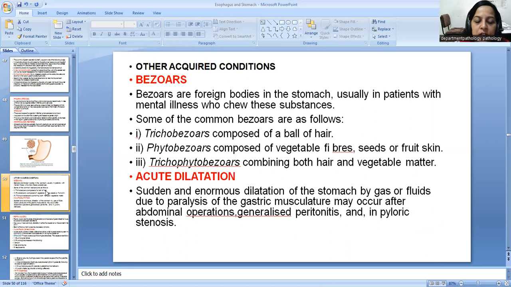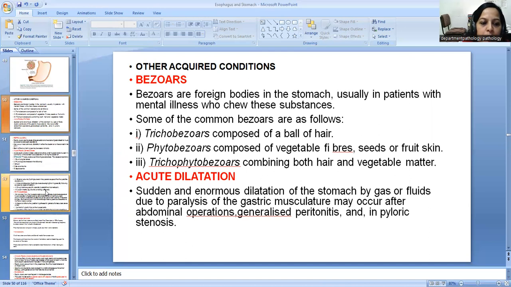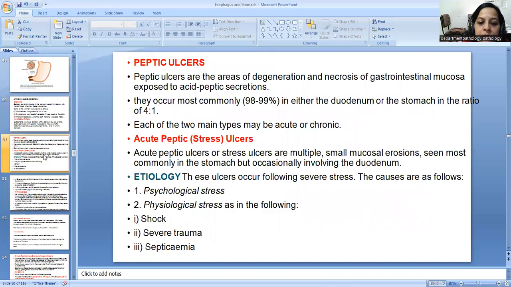Acute dilatation: sudden and enormous dilatation of the stomach by gas or fluids due to paralysis of the gastric musculature may occur after abdominal operations, generalized peritonitis, and in pyloric stenosis. Now we come to the peptic ulcers. Peptic ulcers are the areas of degeneration and necrosis of GI mucosa exposed to acid peptic secretions. They occur most commonly in either the duodenum or the stomach in the ratio of four to one. Each of the two main types may be acute or chronic.